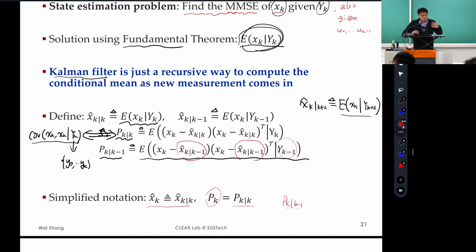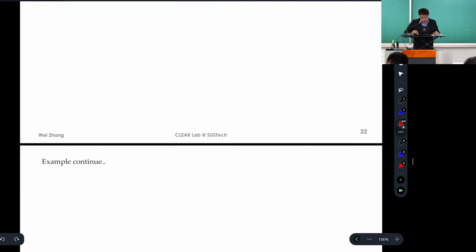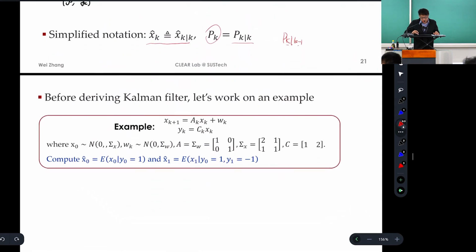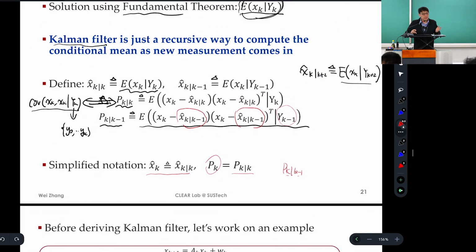Now we have all the notations. I think we'll derive the Kalman filter. Maybe we should be able to finish after next class.